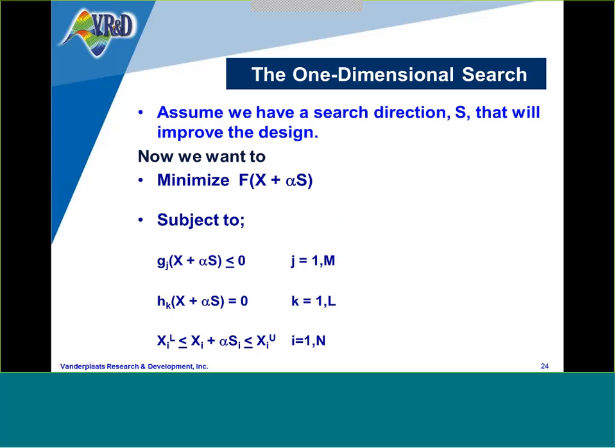So let's assume, we'll start by talking about the one-dimensional search. Assume we have a search direction that will improve the design. We now want to minimize f of x plus alpha s, where alpha is the step size and a function of one variable. You can think of this as the design plus a perturbation, which is exactly what engineers do all the time. And then g of x plus alpha s has to be less than or equal to 0, and if you include equality constraints, you have the same for them. And the design has to stay within the bounds.